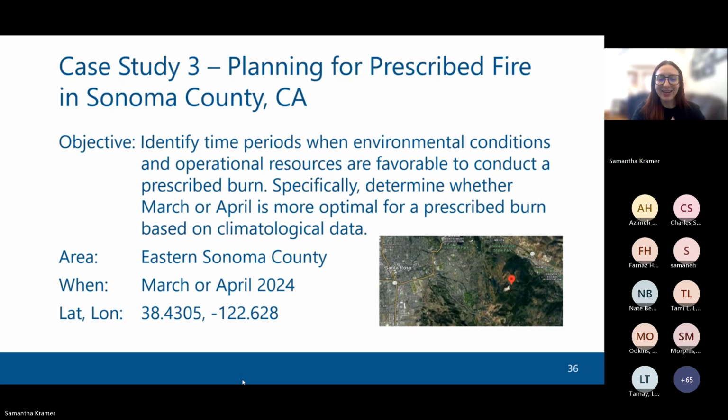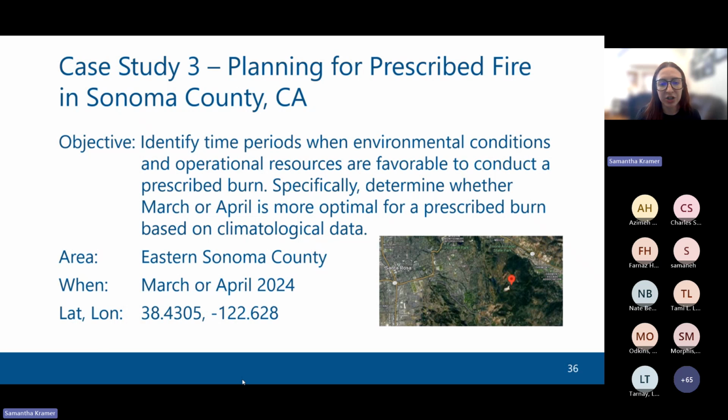Case 3. And I think perhaps this might be one of the more relevant ones, planning for a prescribed fire in Sonoma County. In this case, we want to identify the time period when environmental conditions and operational resources are favorable to conduct a prescribed burn. Specifically, we know we have prescribed fire resources available in March or April, but we have to reserve them now, right? So say you are planning this burn, planning on reserving resources today, and you need to decide whether you're going to reserve those resources in March or April.